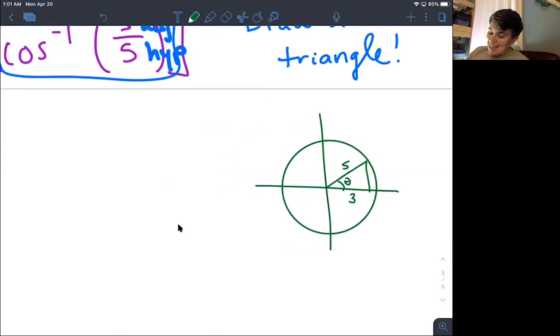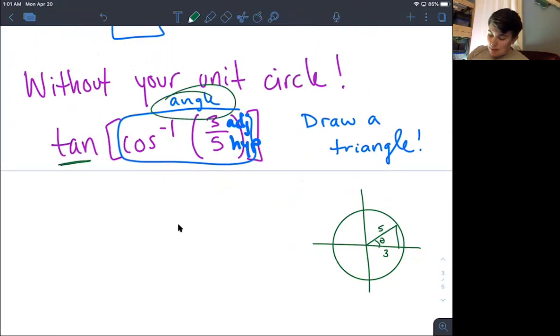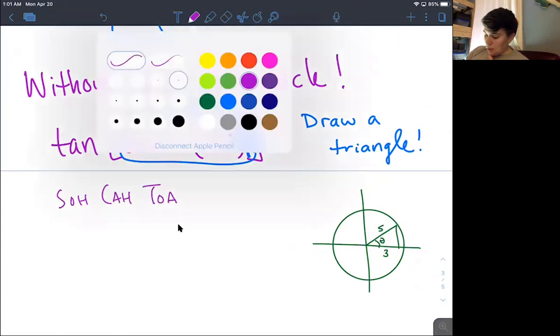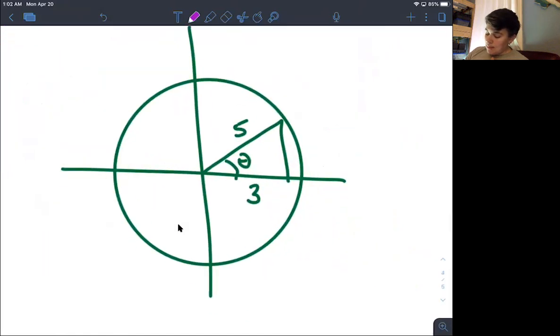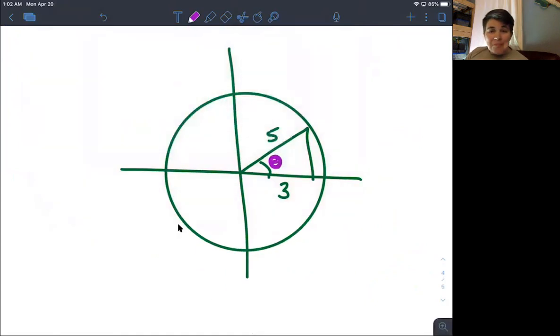Y'all, the tangent of this fancy angle, what is tangent equal to? Anybody? Tangent, if you think about SOHCAHTOA, anybody know? I'm going to assume somebody is saying, hey, the tangent of theta is equal to the opposite over the adjacent. Here's the problem. If this is my theta right here, I don't have the opposite side. So I need to go find that. How can I find that? Y'all, it's our good friend, the Pythagorean theorem.